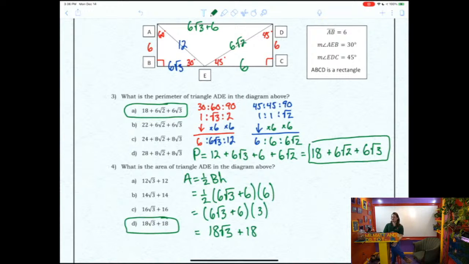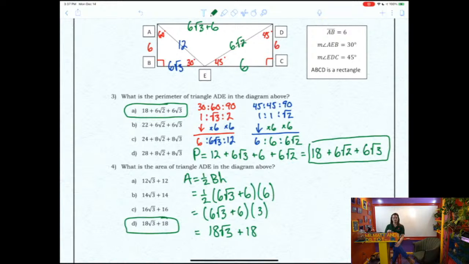Okay, so for number 3, we need to just start with the 6 on the outside and work our way through with the special right triangle ratios, solving for the sides of triangle ABE and triangle DCE, because they share 2 sides in common with the triangle that we're asked about. So the first triangle, triangle ABE, is a 30, 60, 90, so we can set up that ratio. If the angles of a triangle are in a ratio of 30 to 60 to 90, then their side lengths must be in a ratio of 1 to root 3 to 2. So start by writing that ratio, 30, 60, 90, 1, root 3, 2.